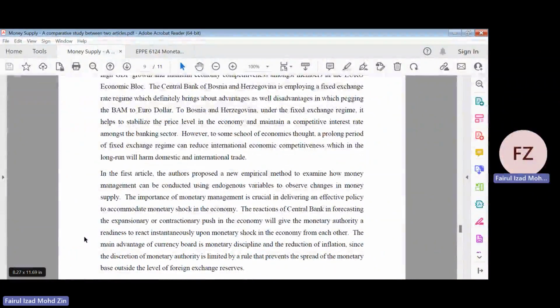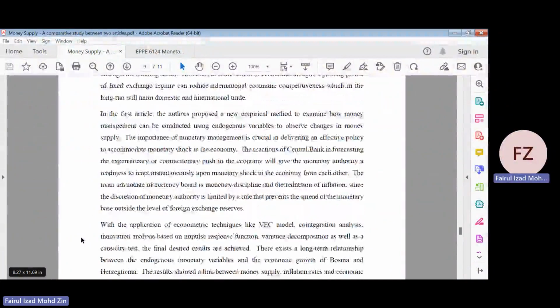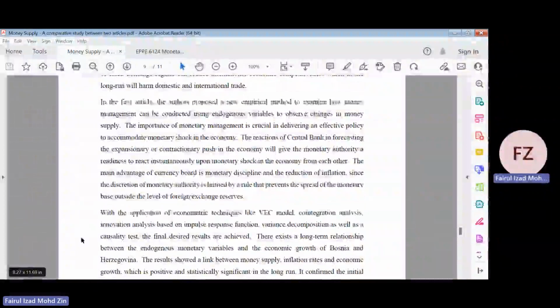The main advantage of a currency board is monetary discipline and the reduction of inflation, since the discretion of the monetary authority is limited by a rule that prevents the spread of the monetary base outside the level of foreign exchange reserves. With the application of economic techniques like the VEC model, co-integration analysis, innovation analysis, impulse response function, variance decomposition, as well as causality test, the final desired results are achieved.